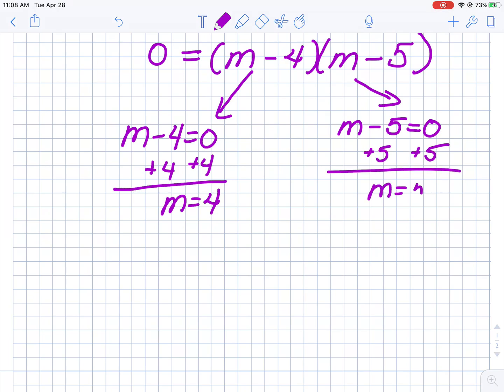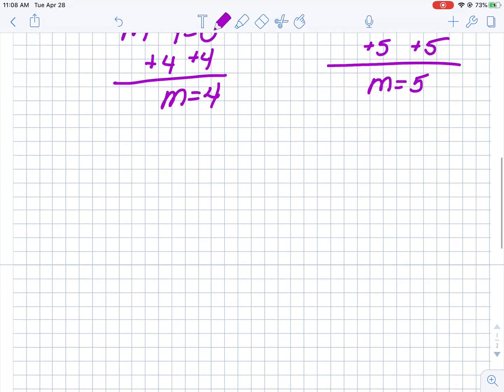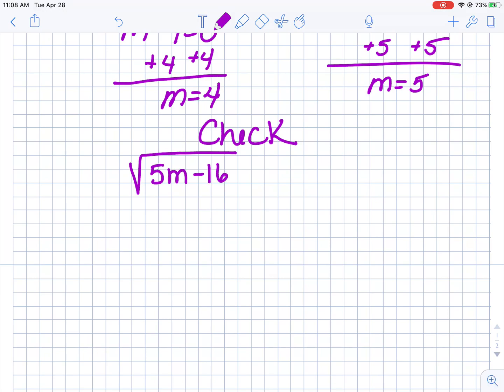If you stop here, you've only done half the problem. You have to check for extraneous solutions. So here's how you check. You get the original equation and you write it down exactly as it appears: square root of 5m minus 16 equals m minus 2. Now in this case we have two solutions, so I'm going to check it twice. The first time I'm going to check m equals 4.